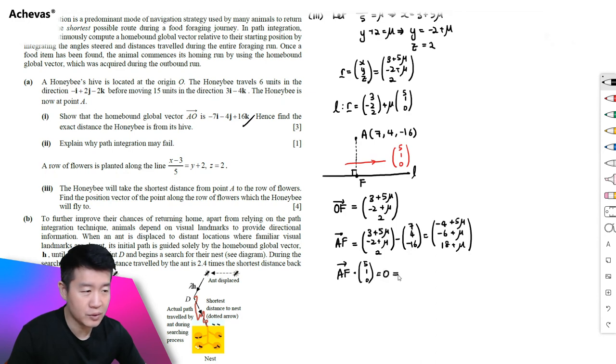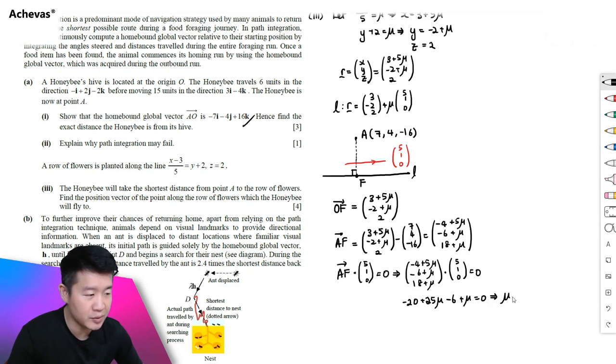This should be equal to 0. So minus 4 plus 5 mu, minus 6 plus mu, 18 plus mu, dot 5, 1, 0. This should be equal to 0, and we will be getting minus 20 plus 25 mu minus 6 plus mu, which is equal to 0. This will help me to solve for mu.